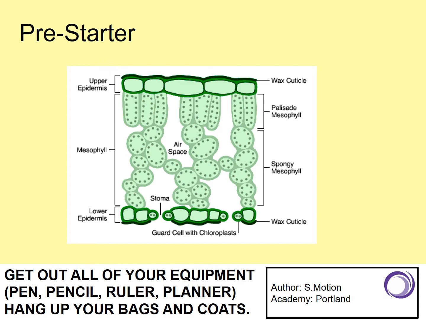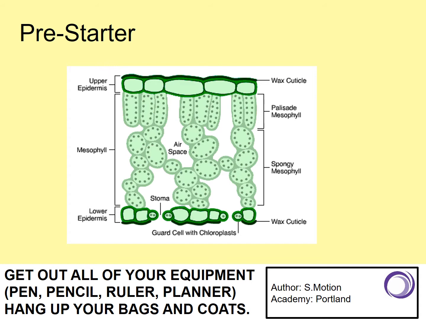Now the palisade layer is very important because it's got lots of chloroplasts in, so that it can photosynthesize a lot. The next layer is the spongy mesophyll, and these have air spaces in so that carbon dioxide that the plant needs, that the chloroplast needs to photosynthesize, can get there, and it can get rid of the oxygen as well that it doesn't want.